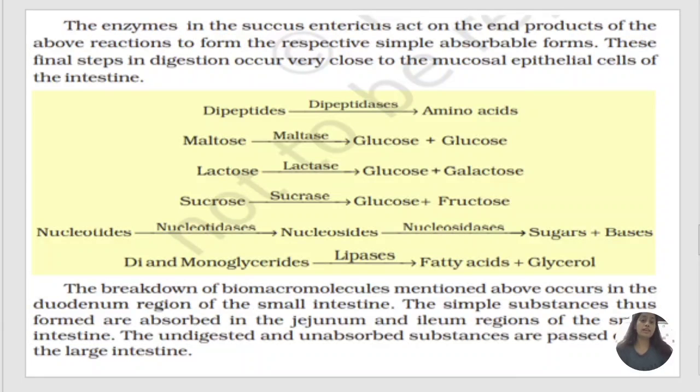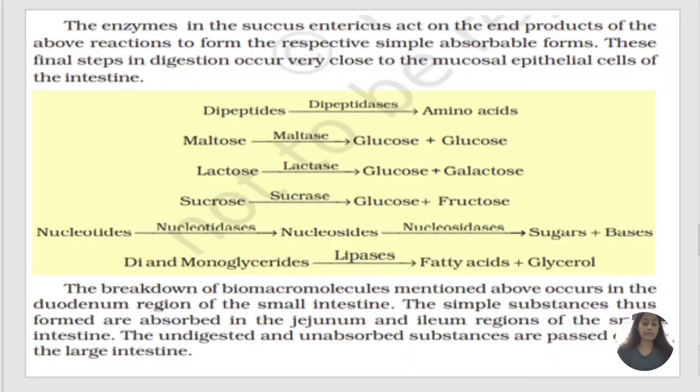The enzymes in the succus entericus act on the end products. So succus entericus, I explained to you in the slide prior to this. They act on the end products of the above reactions to form the respective simple absorbable forms. These final steps in the digestion occur very close to the mucosal epithelial cells of the intestine.